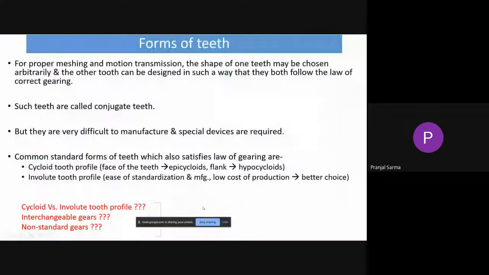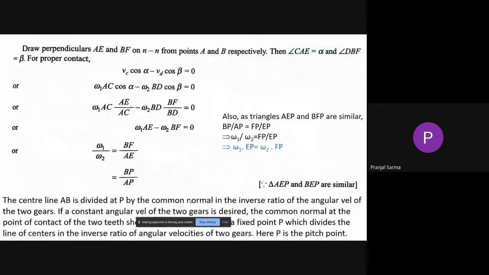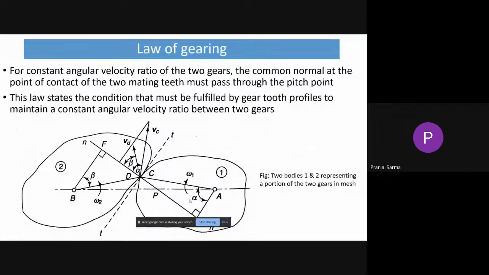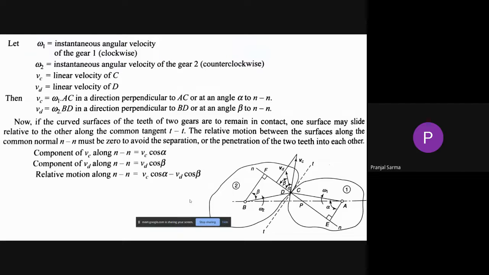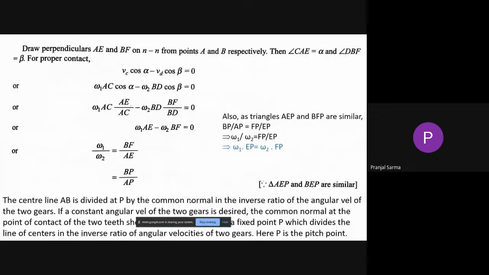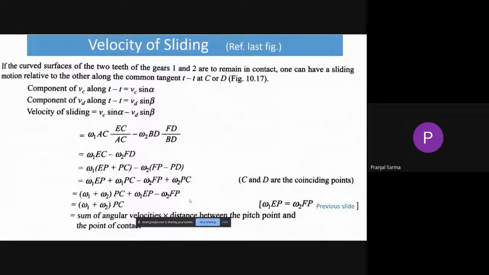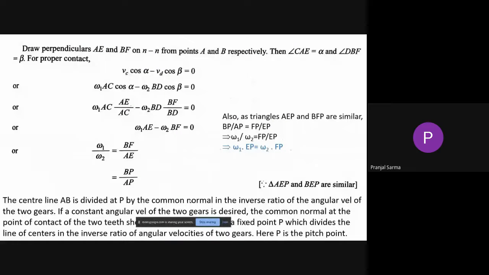So, if you recall, in the last class, we discussed the law of gearing, where we saw what condition must be fulfilled by gear tooth profiles so as to maintain a constant angular velocity ratio between the two meshing gears. There we saw that condition, and we saw the importance of the pitch point. And the deduction, how to derive the relationship.